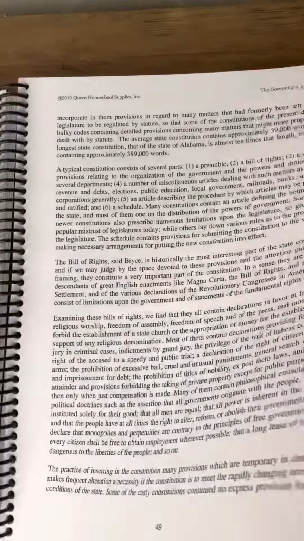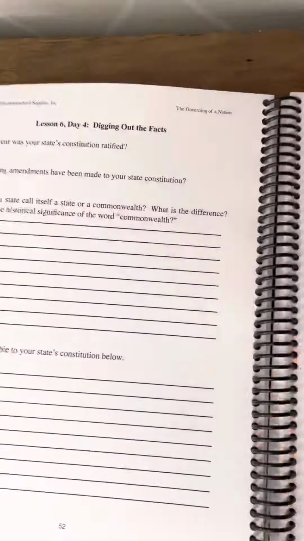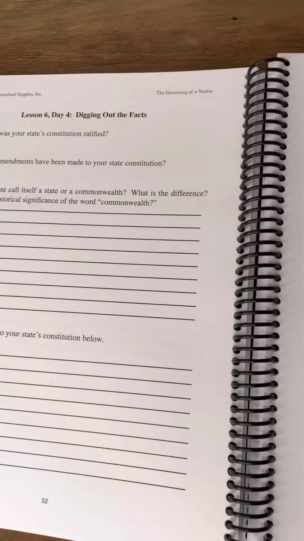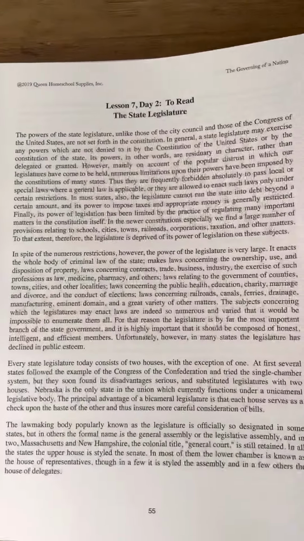So you're going to see a lot of constitution history as well, different things to research that have to do with this week's lesson. And then the next week, the state legislature.